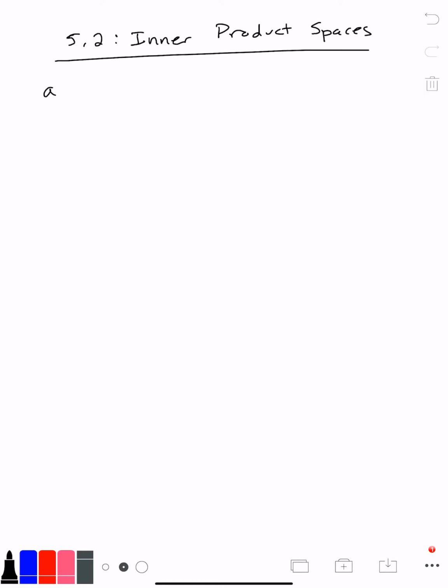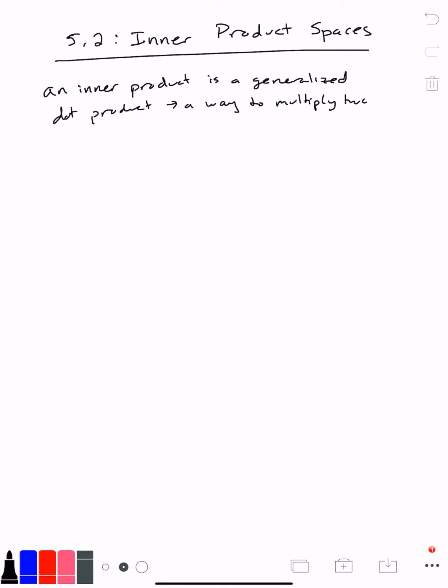So an inner product is a generalized dot product. It is a way to multiply two vectors and get a number.